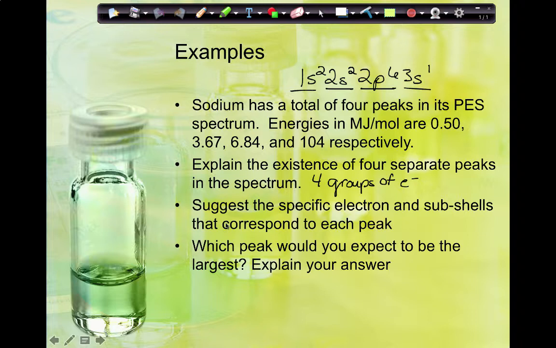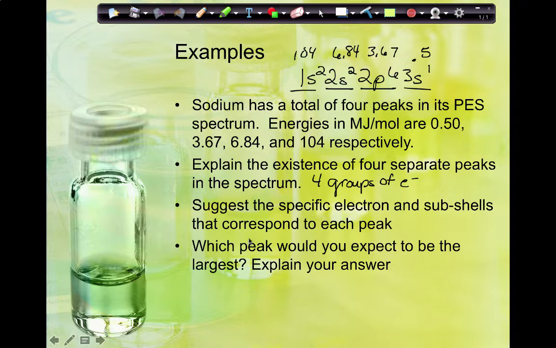Okay, so we know the peaks that have the higher energy will be associated with electrons that are closer to the nucleus, because those are harder to remove. So I'm going to start with this one. Well, 104 should be the first energy level. Then the next energy is 6.84. Well, that should be the next one. Then I would have 3s, or 3.67 for 2p, not 2s, and the last one should be 0.5.